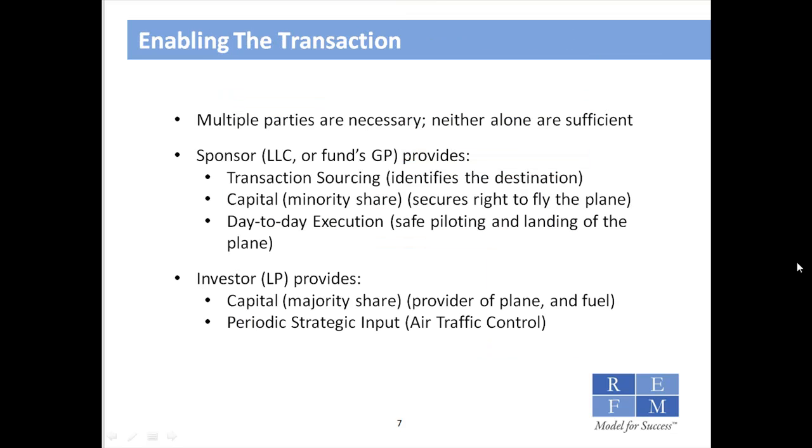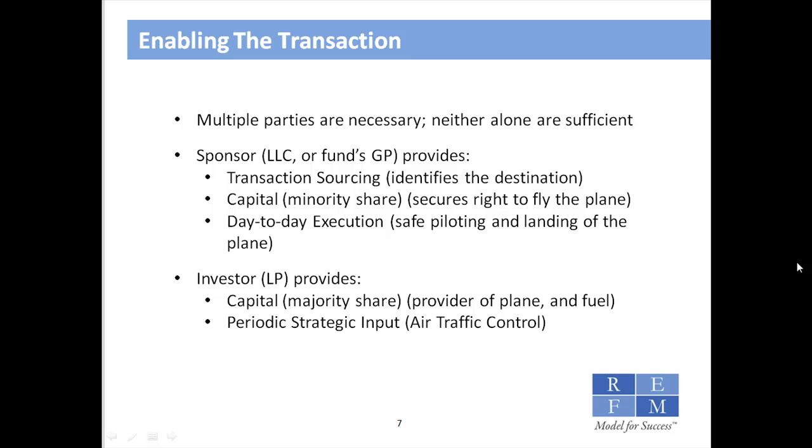Implicit in the formation of a partnership is the admission from both sides that they need one another to consummate the intended transaction or the set of transactions. Thus, we view both sides as enablers of the transaction. The sponsor provides the sourcing of the transaction, or to flesh out the analogy, identifies the intended destination. They then deploy capital to control the rights to that asset in some way, which can be thought of as them securing the right to fly a plane to the destination.